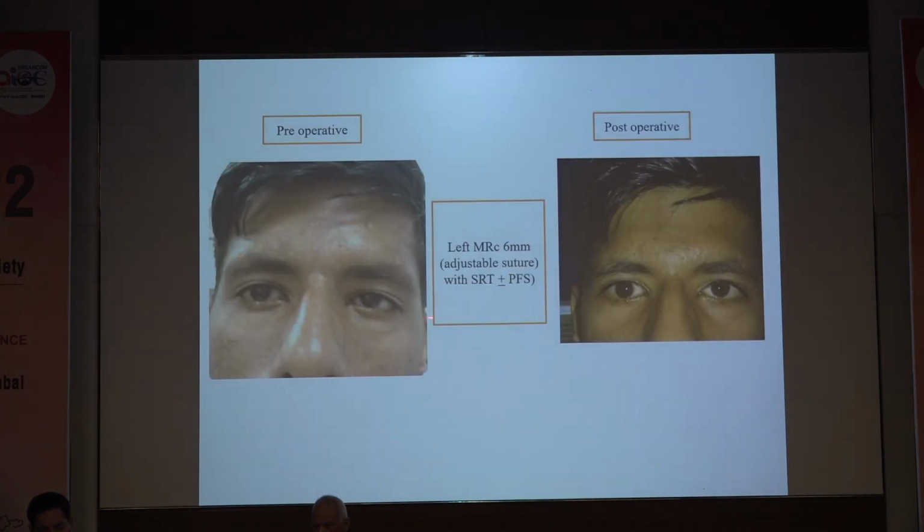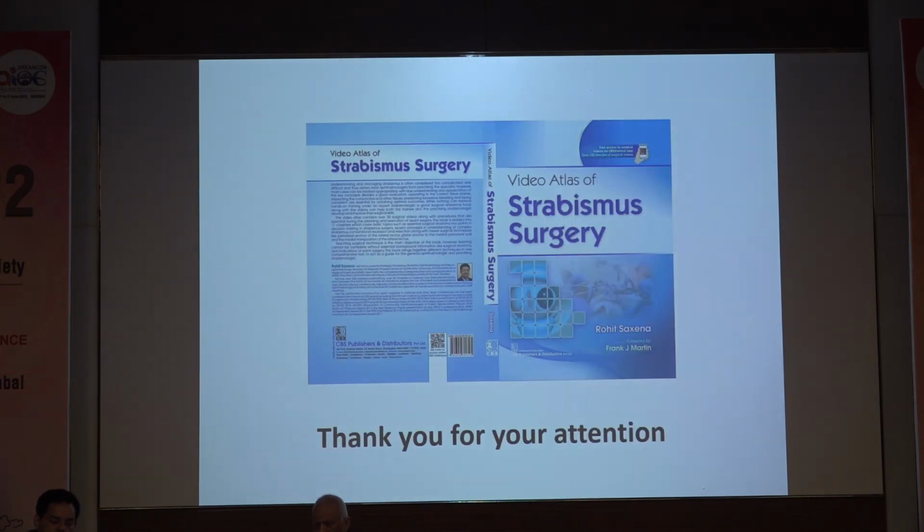So this was just to show you one case. Preoperatively, we did a left medial rectus recession with adjustable sutures, with a superior rectus transposition and posterior fixation suture. We just operated on the left eye. The patient had good primary gaze alignment, and that's how we left the patient. He was happy, diplopia free in straight gaze.